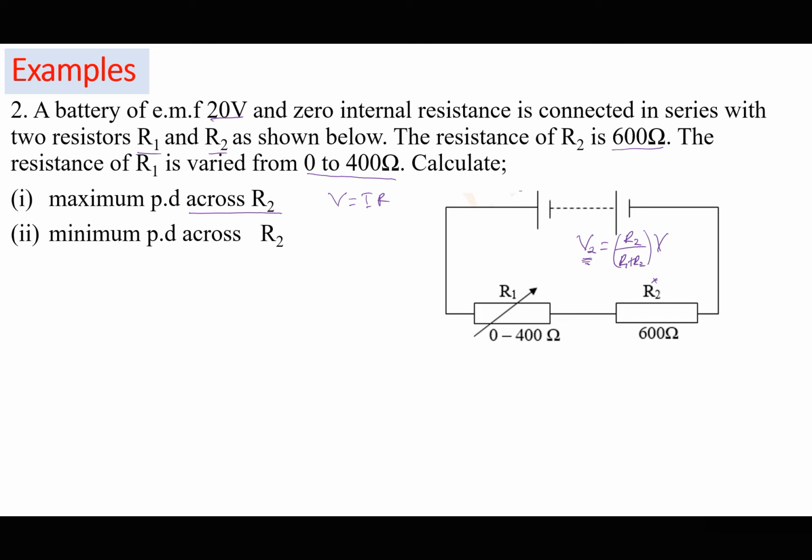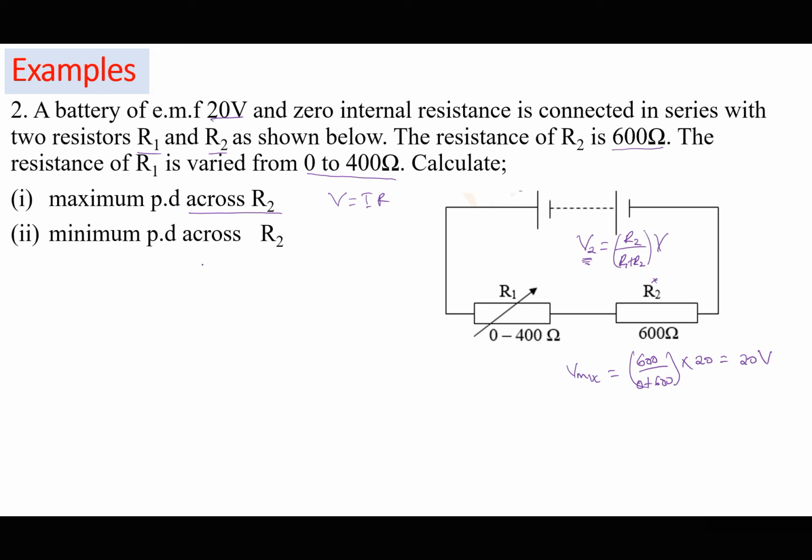So R1 should be taken to 0, therefore V2 for maximum, V2 is going to be equal to R2, which is 600, divided by 0 plus 600, then times the voltage supply, which was given to be 20. And I think this gives us 20. So the maximum is 20. In other words, no PD goes to R1.